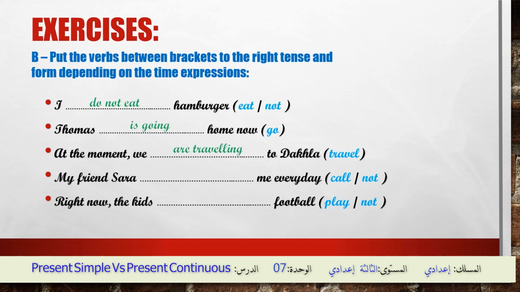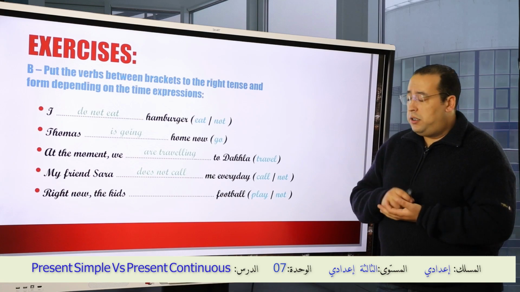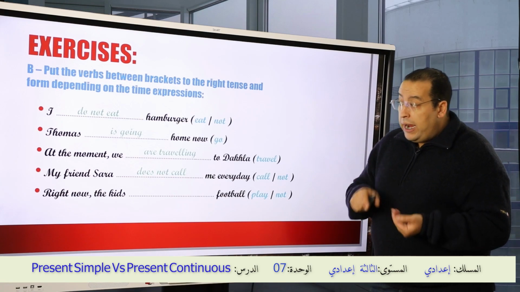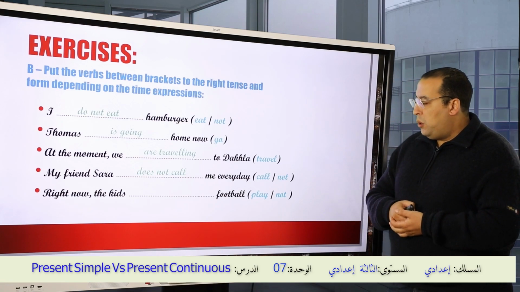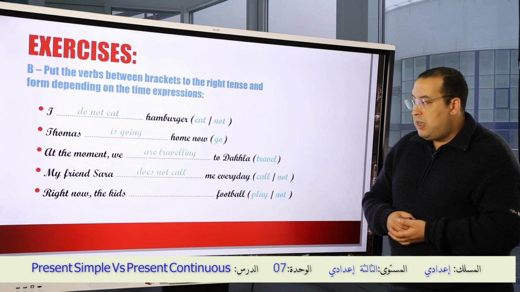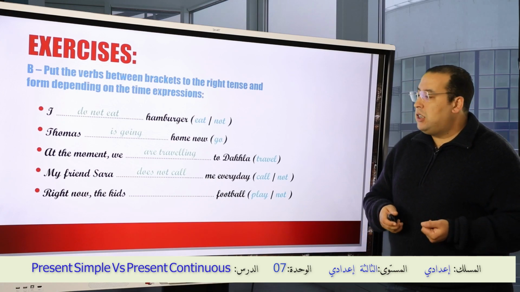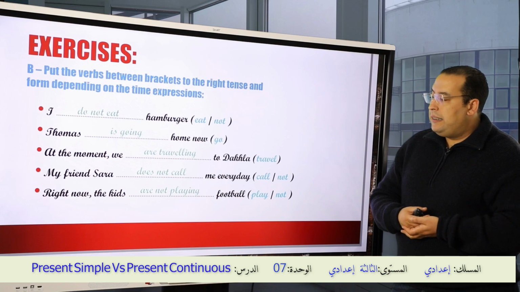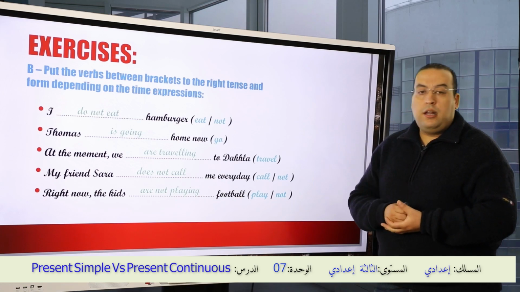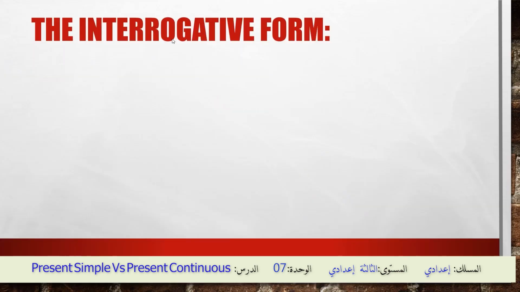My friend Sarah, me, every day. So every day does not mean right now or at this moment of speaking, so we use does not call, just the simple present. Right now, the kids football, and we have play and not right now, which means the present continuous. So right now, the kids are not playing football, okay?